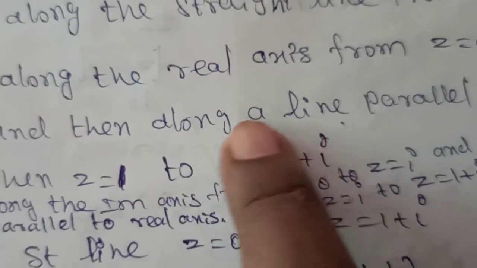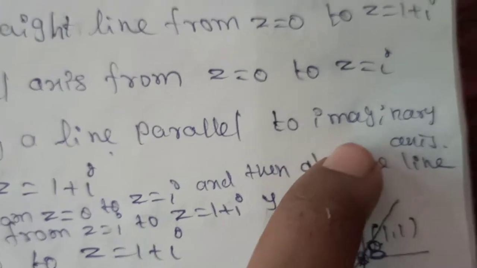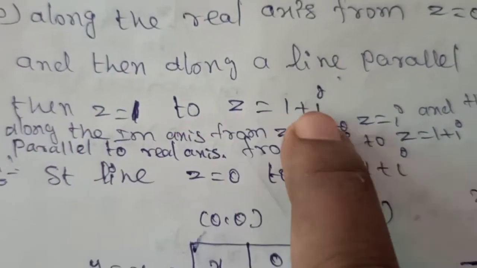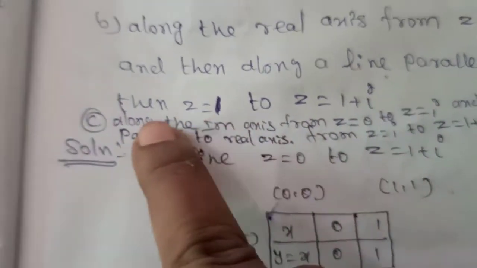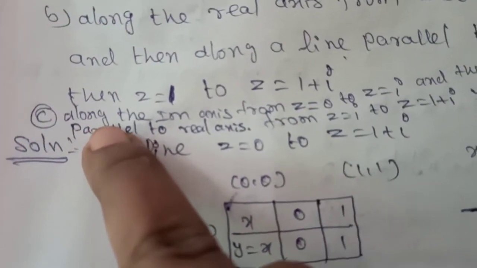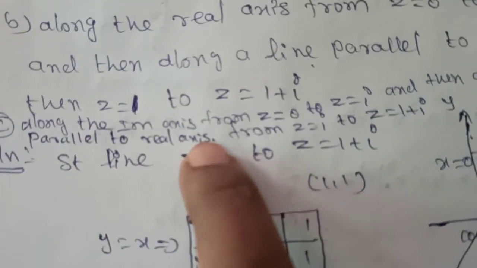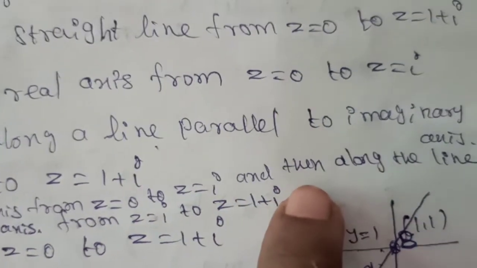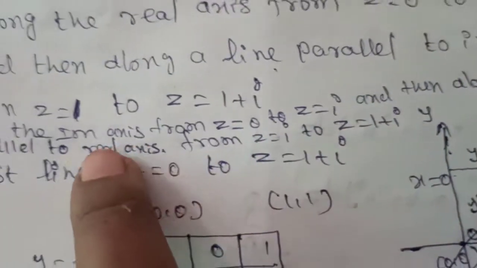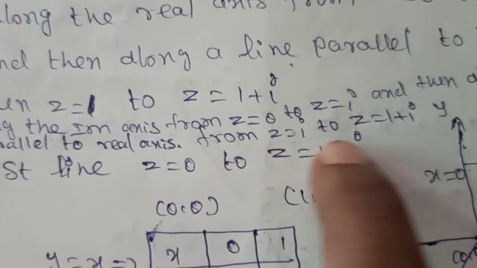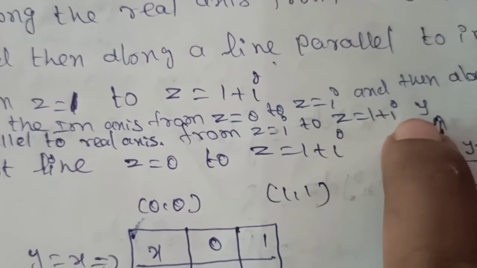and then along the line parallel to the imaginary axis, from z = 1 to z = 1+i. And the third condition is along the imaginary axis from z = 0 to z = i, and along the line parallel to the real axis from z = i to z = 1+i.